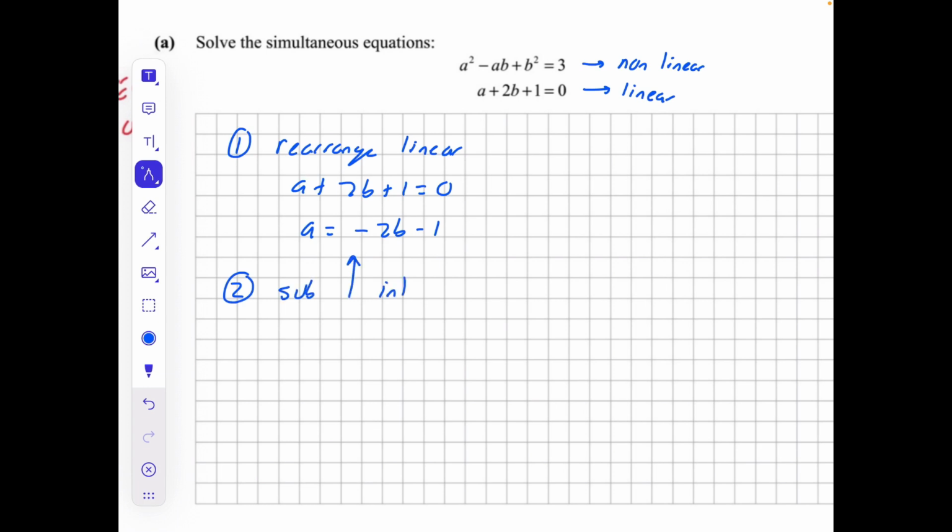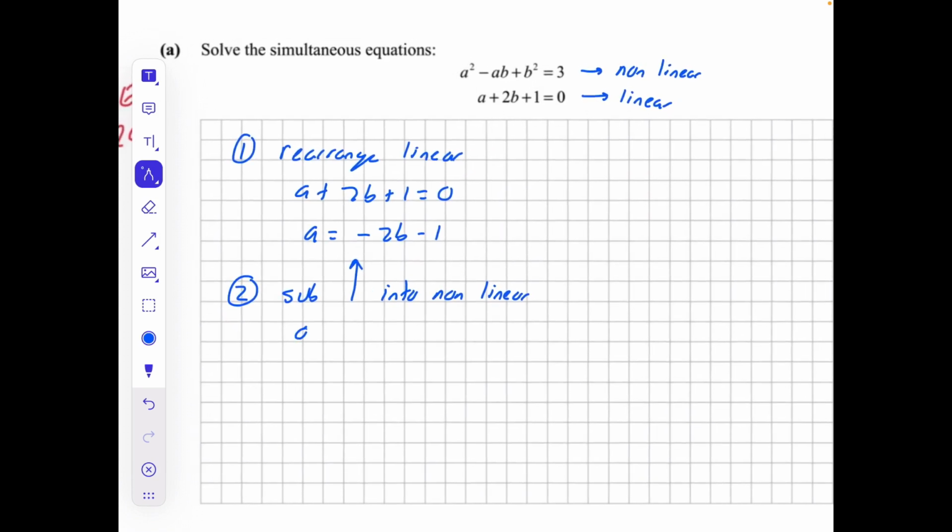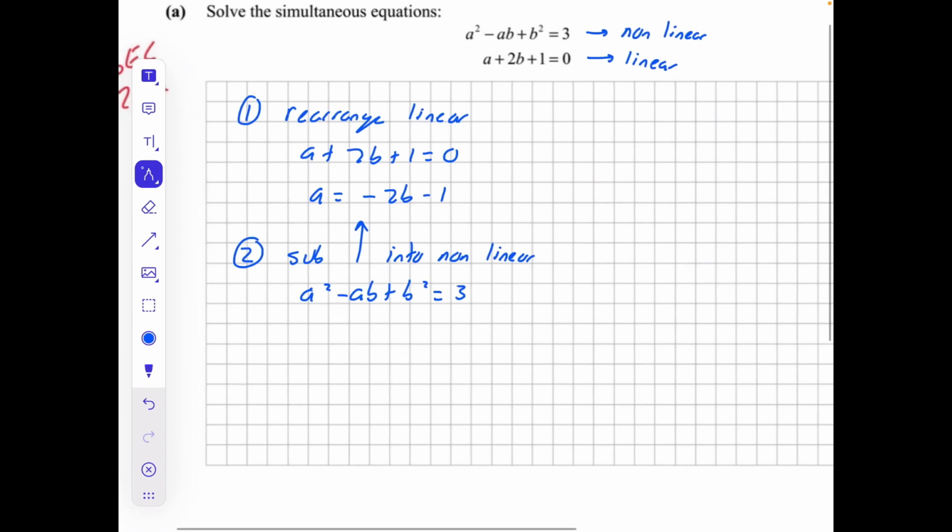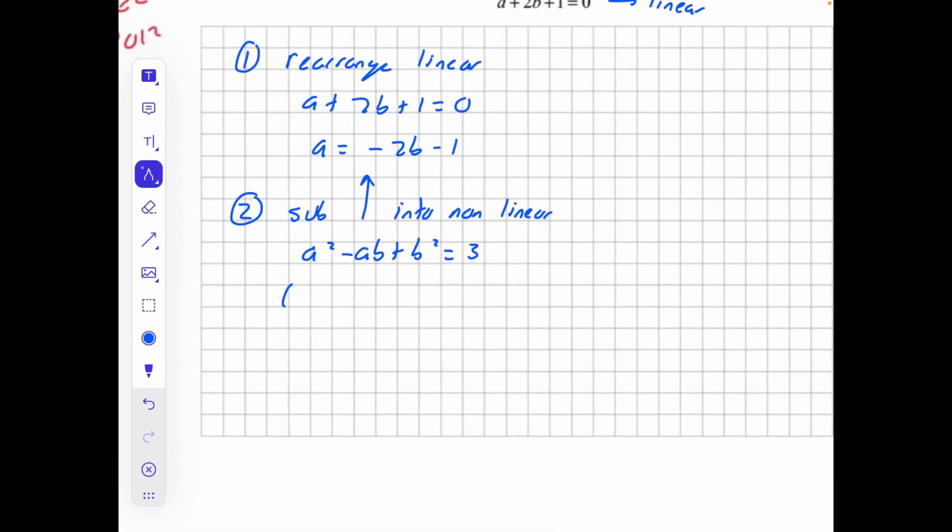And for step 2, we're going to sub that into my nonlinear. So my nonlinear at the moment is looking like a squared minus ab plus b squared is equal to 3. Everywhere there's an a, replace it with minus 2b minus 1.